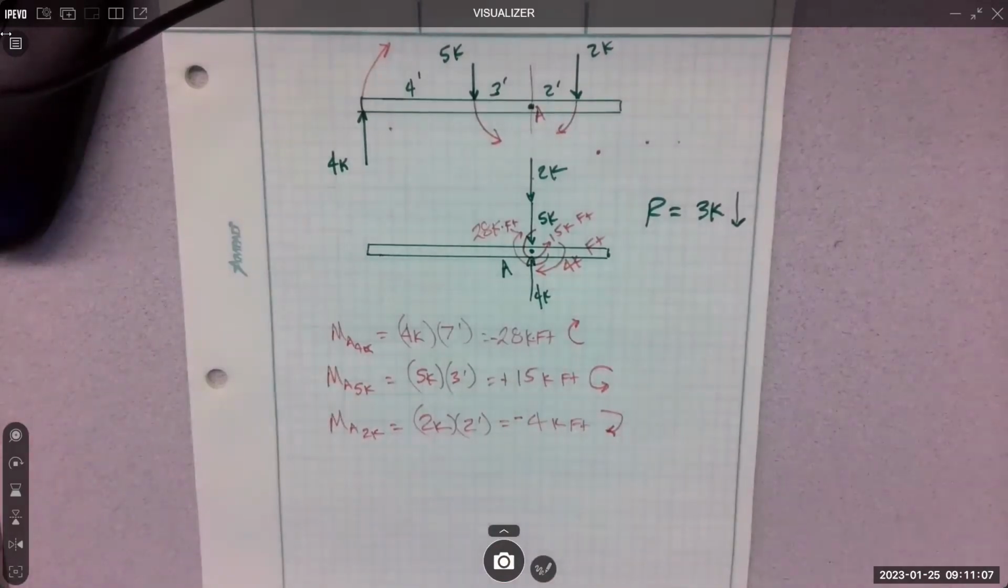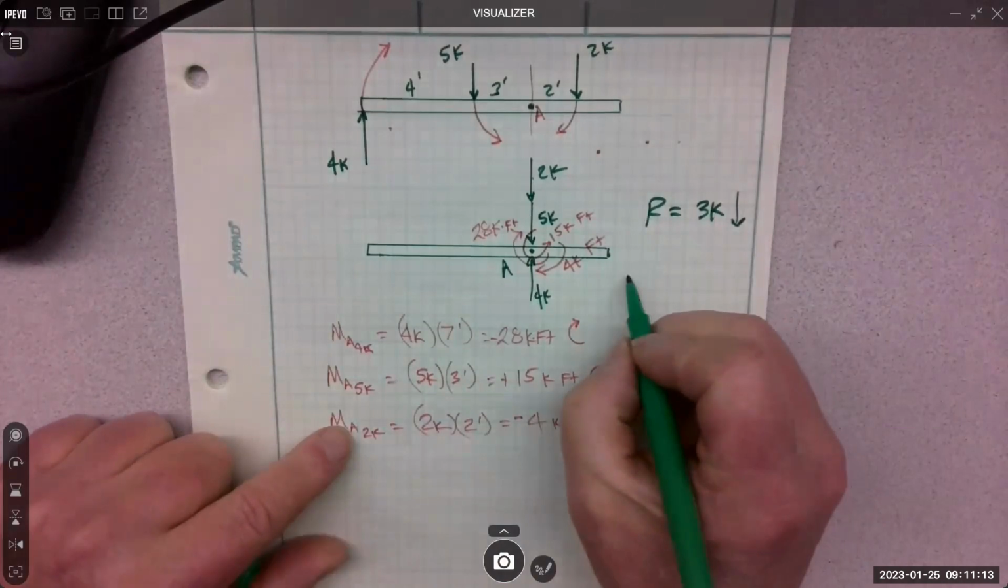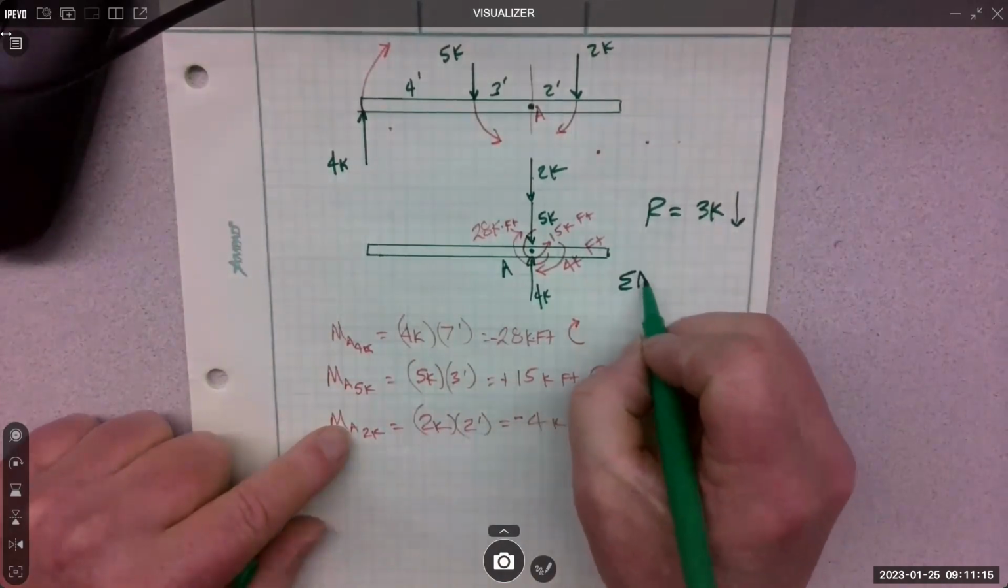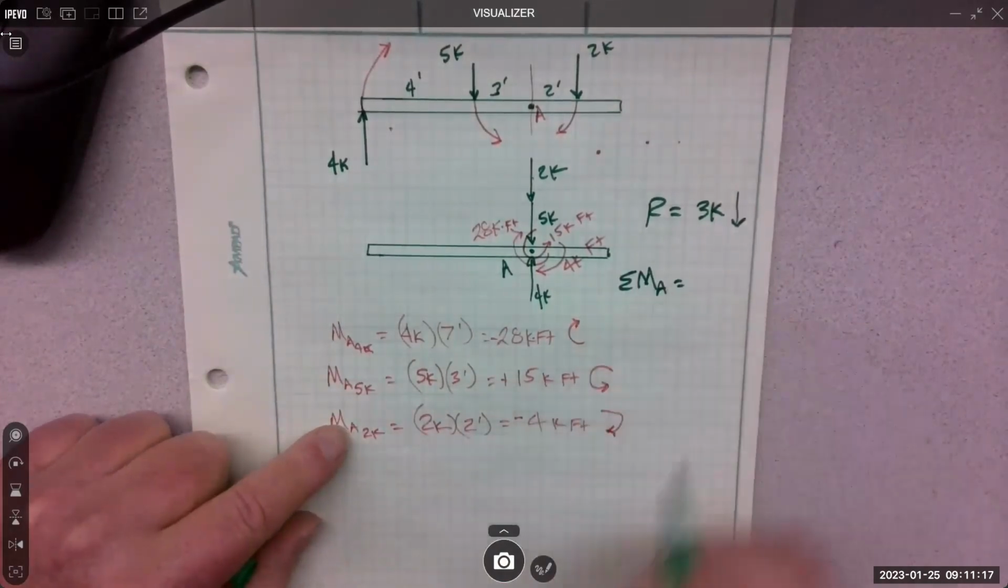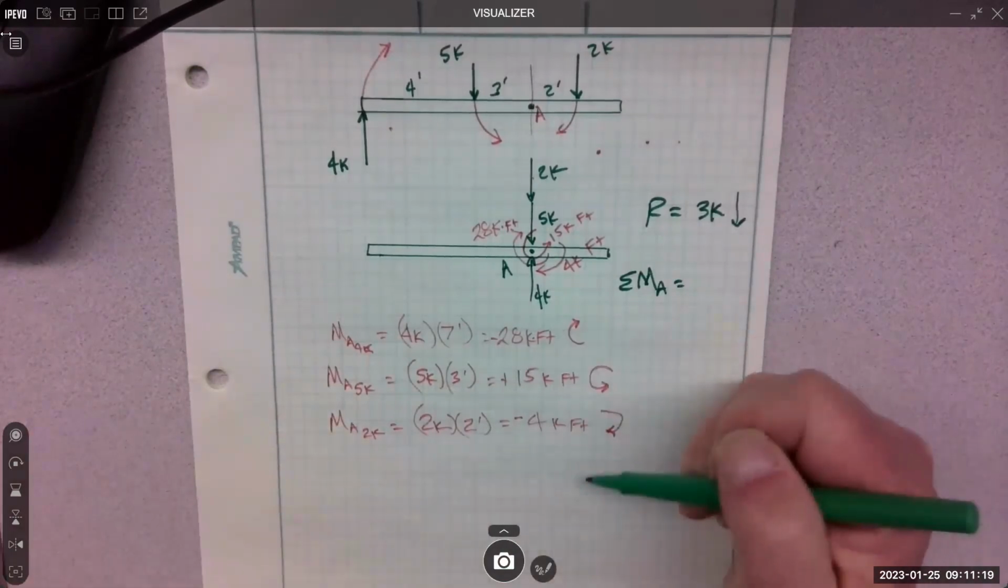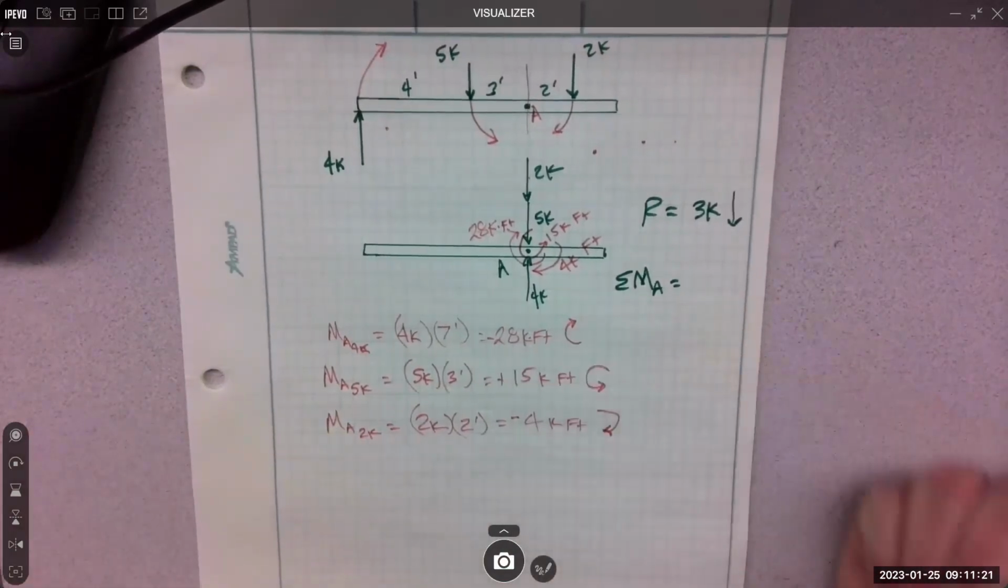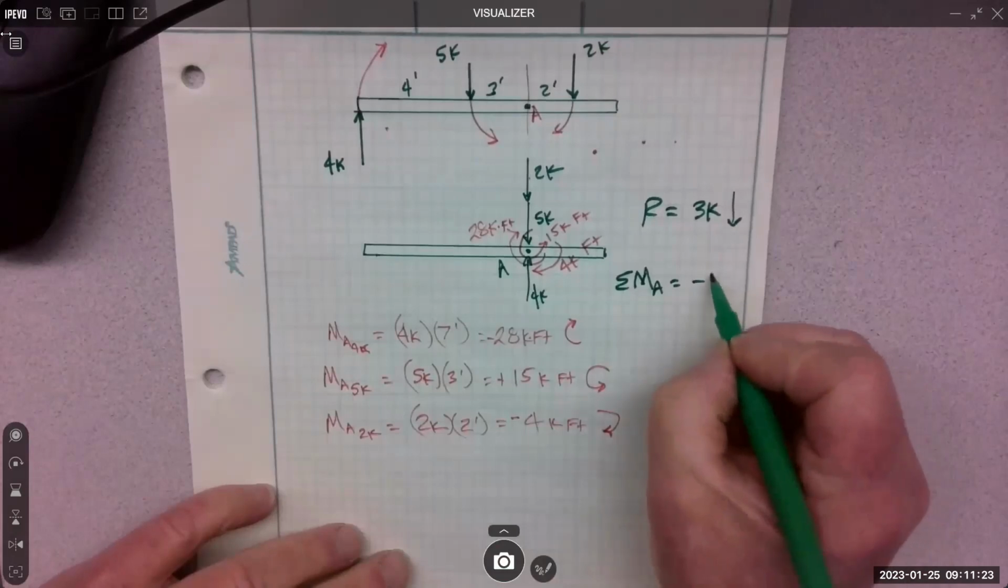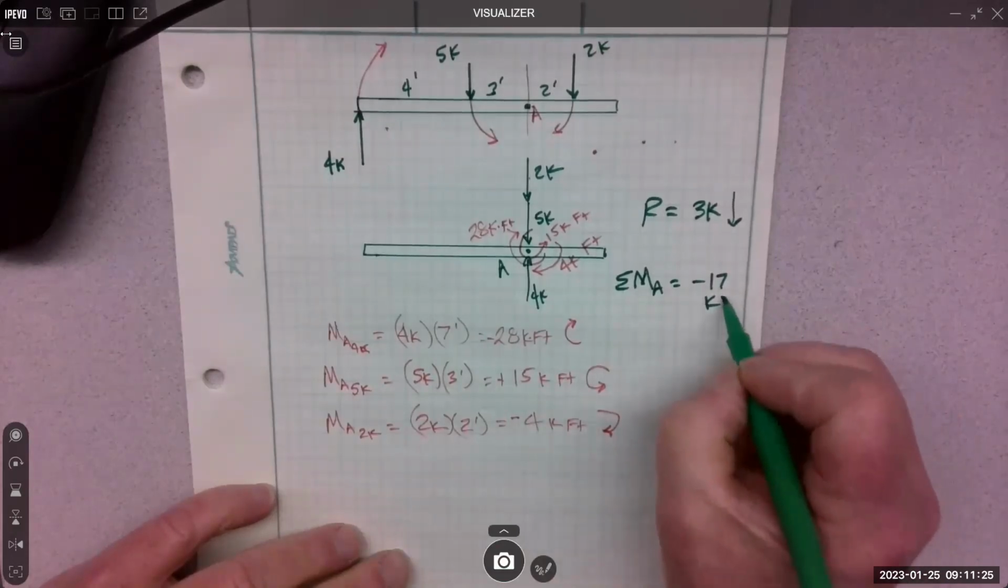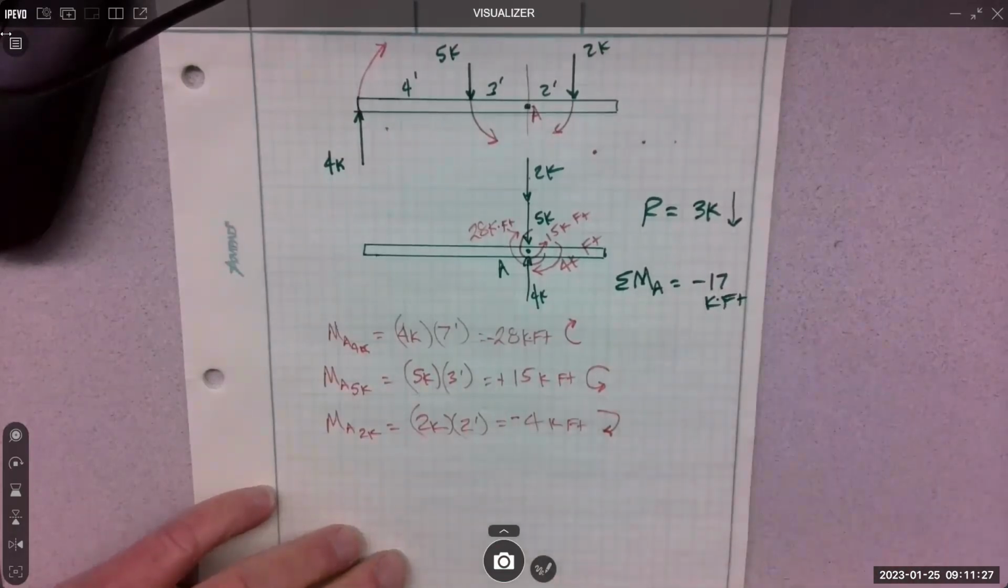That's what's next, though, is we add up the moments because they're all at point A, right? So what is the summation of our moments at A? Here they are. Negative 17 kip feet. Anyone else get that?